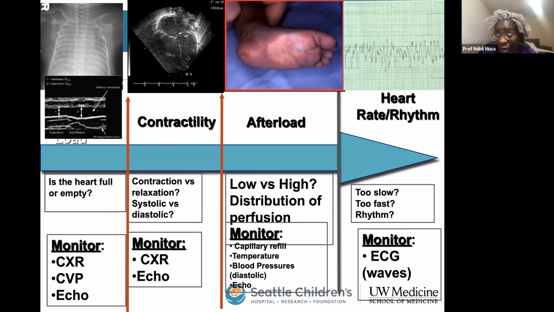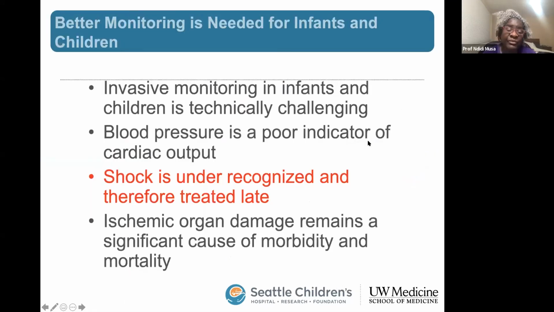Again, you can look at an echo, a simple way of looking at contractility, to help you know whether your heart is relaxing very well, whether you have systolic or diastolic dysfunction. Then your afterload: a quick way of looking at afterload is looking at capillary refill time as well as the coolness or warmth of the extremity. If the extremity is warm, usually you have a decreased afterload. If the extremity is cold, usually you have a high afterload. And obviously look at the rhythm of the heart. What about monitoring these patients?